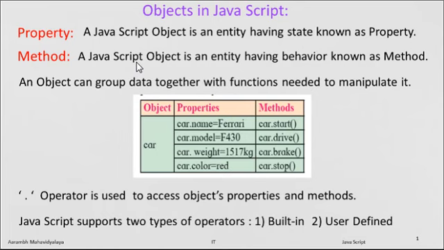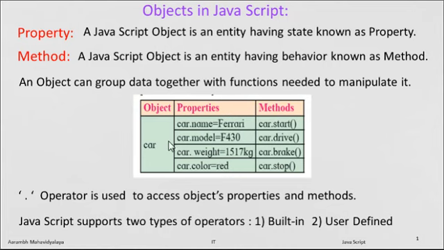Last year also we studied some objects. You are familiar with the concept of an object. An object is a living or non-living thing. After that, let us revise property and method. Property means a JavaScript object is an entity having state. Property means the object's state, and method means the object's behavior.